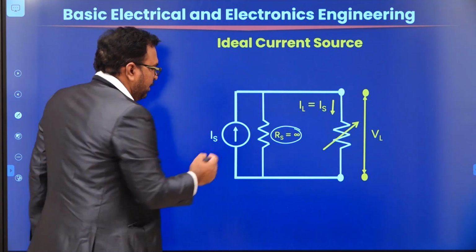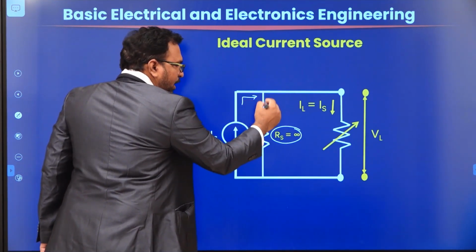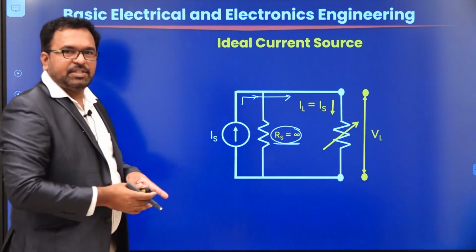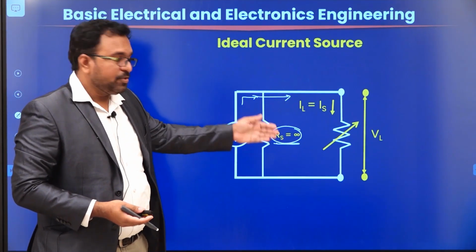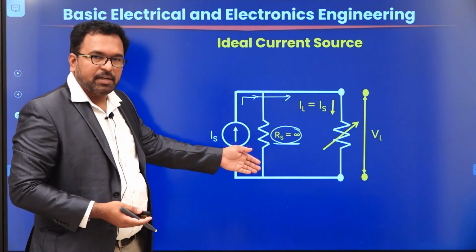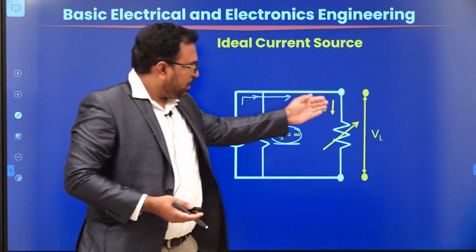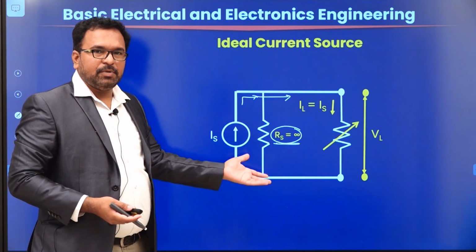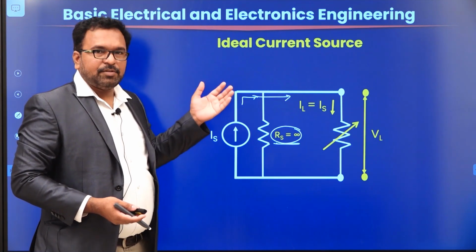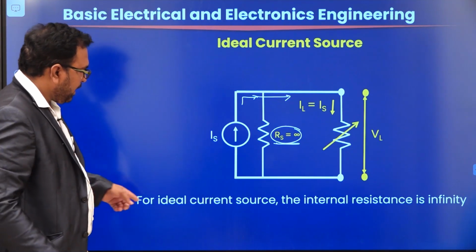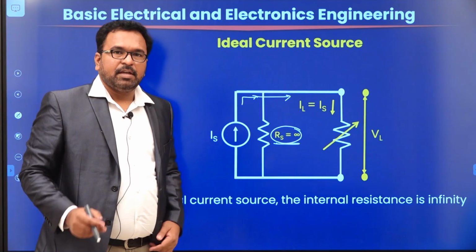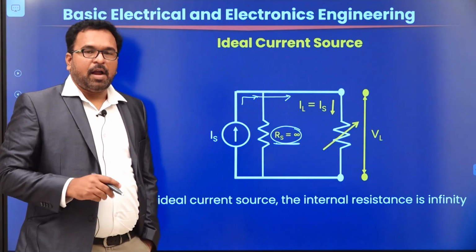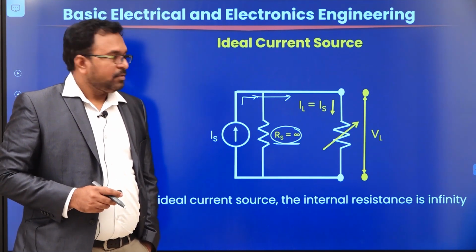If it is infinity, the current that is coming here will not go through it. So this current goes here, because a high value of resistance is offered. Infinite resistance means zero current. It allows zero current. That's why the total current is going into the load. This is called the ideal case. Of course, infinite resistance is not possible. That's why we call it an ideal source. So that's what I have told you. For ideal current source, the internal resistance is infinity. Okay. So this is all about ideal voltage source and ideal current source.